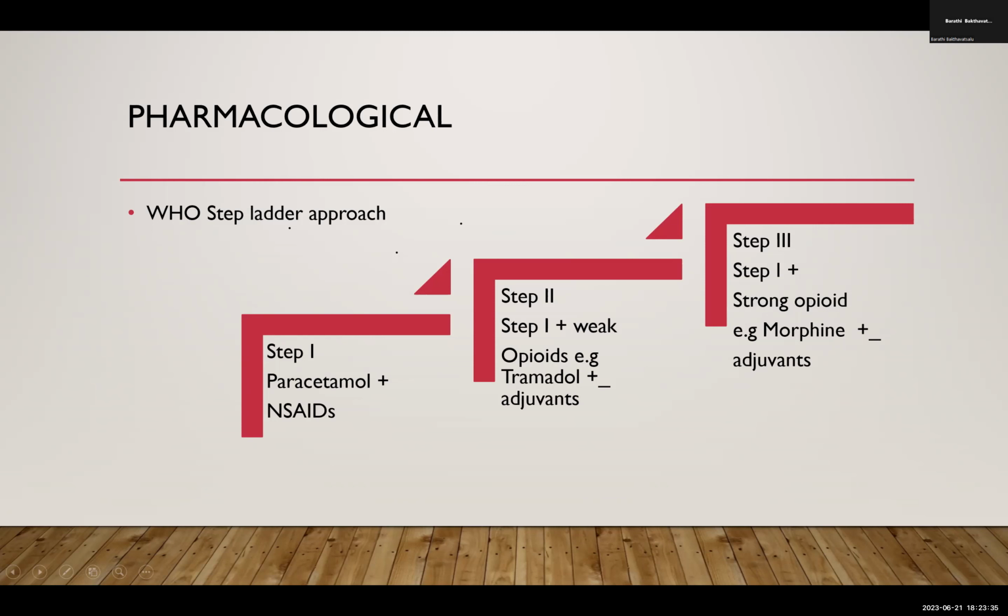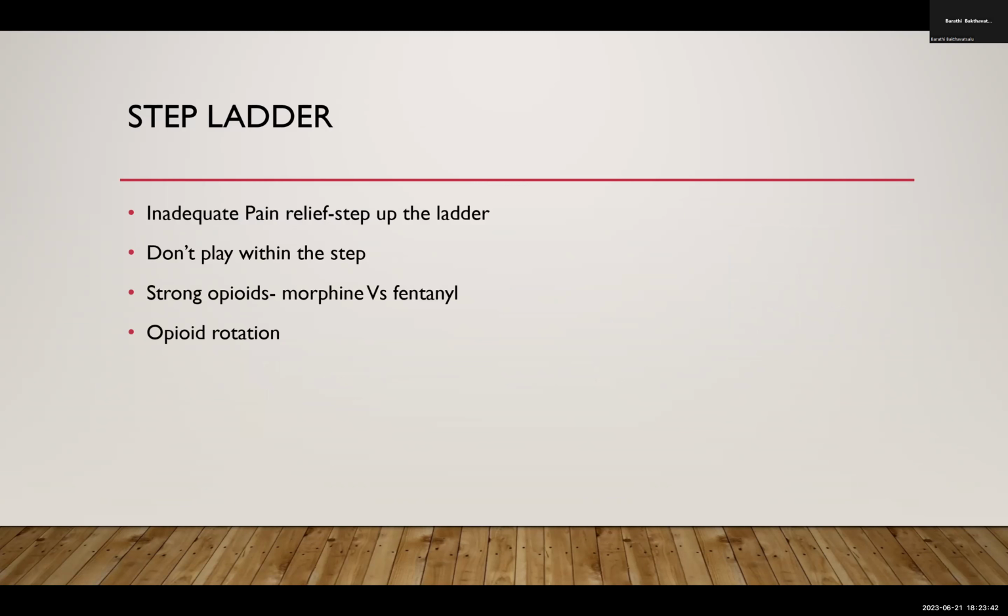So depending on the severity of pain, you decide which step to use. And things to remember when you use the step ladder approach: when there is inadequate pain relief, you need to step up the ladder. Means if a step 1 drug does not relieve the pain, then you have to go up the ladder, okay? Not play within the ladder. For example, you have started a patient with paracetamol and one of the NSAIDs, and the patient does not have pain relief. You should not try to change the NSAID from ibuprofen to some other, like ketorolac or something like that. You try to step up the ladder, go to step 2 and start by adding a weak opioid.